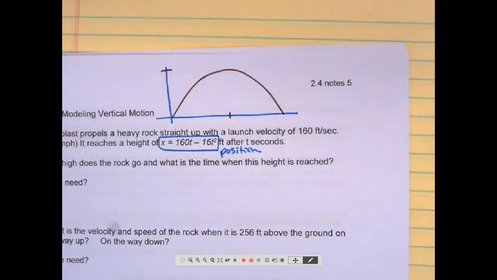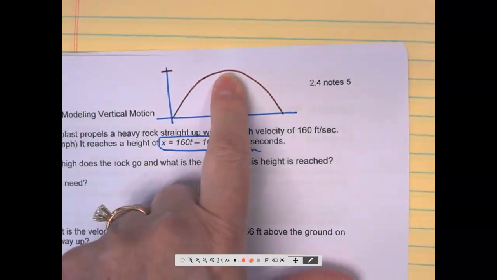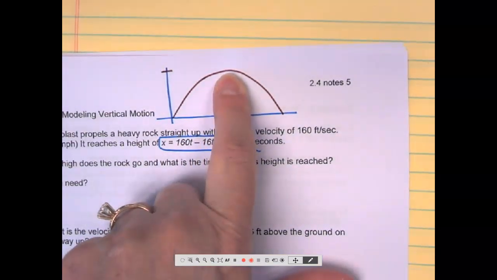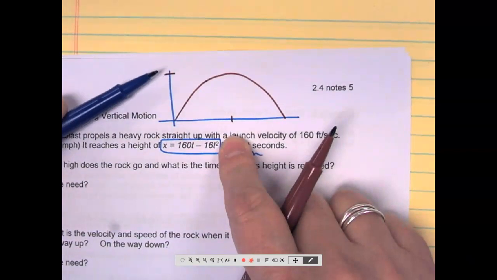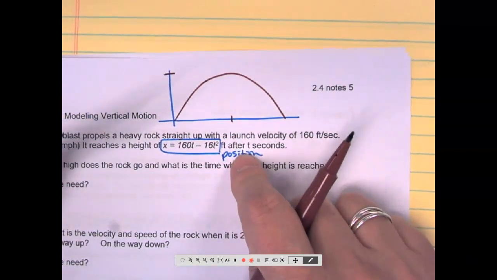If this is a parabola, then we call that the what of the parabola? The vertex. So that vertex will be important. Do you remember a formula for the vertex? Okay, we might need that. We'll see. How high does the rock go, and what is the time when this height is reached? How am I going to do this? Yeah, we need to know both. So the height is dependent on the time, right?